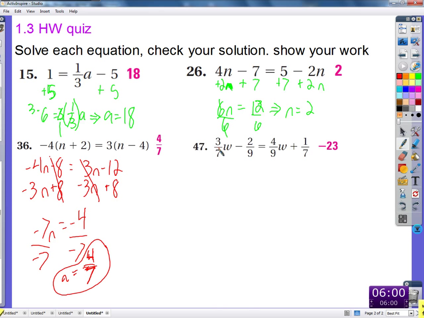So what are we going to multiply 7 by? 9. Multiply 3 by 9. 27 over 63 minus, what are we going to multiply 9 by? 7. And then multiply 7, 14 over 63 equals, we're going to multiply 9 by 7, of course, we just did that, 28 over 63, multiply 7 by 9, we said that already. So plus 9 over 63, and I should have written 63 here.